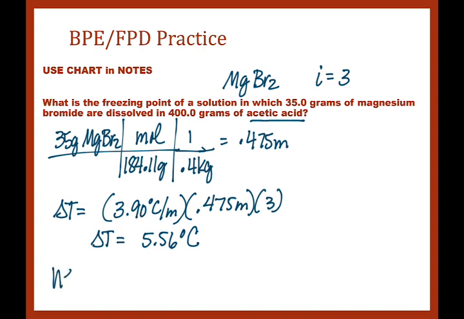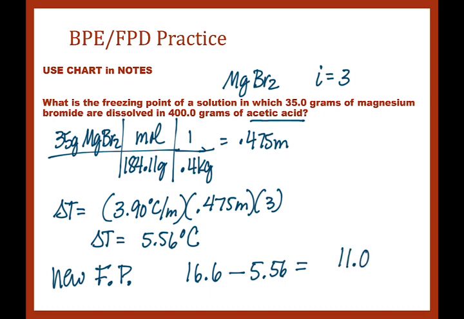I need to figure out what the new freezing point is. And then I go look at my chart and I see that the freezing point of acetic acid is 16.6 minus 5.56. And so that would be 11.0. Honestly, we might as well make this 5.6 here so we can stay in one decimal place. So our new freezing point would be 11 degrees Celsius, and that would be our answer, okay?